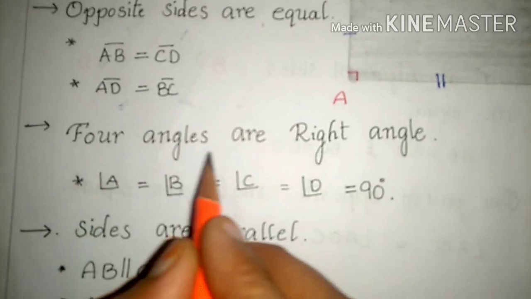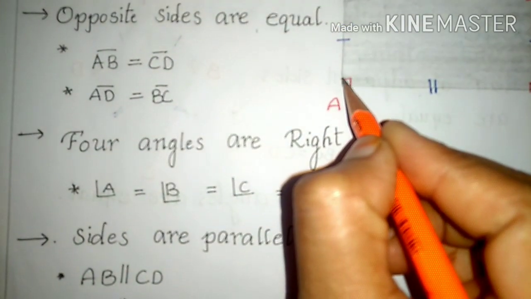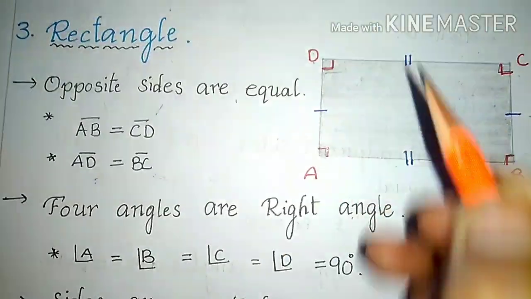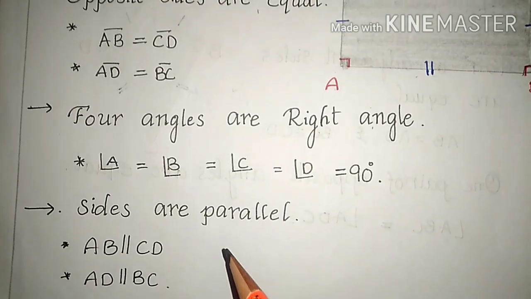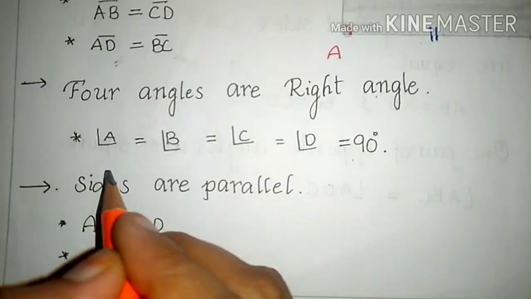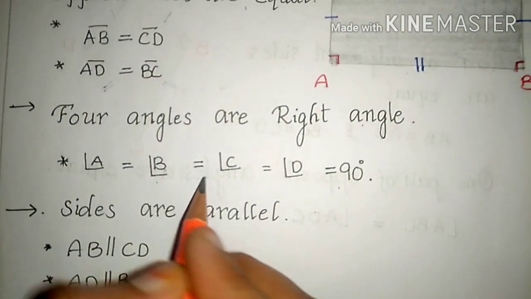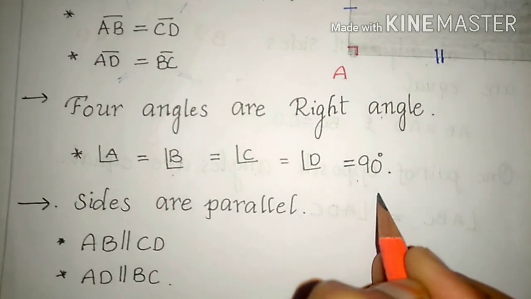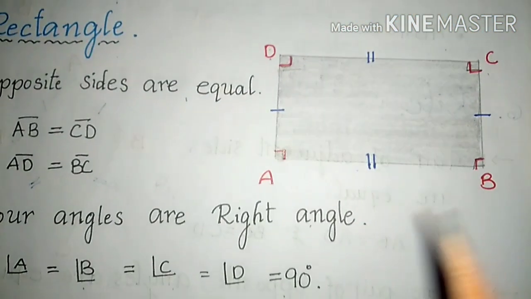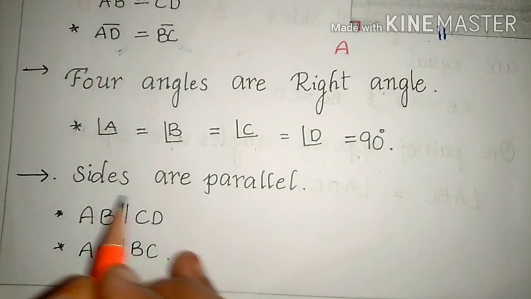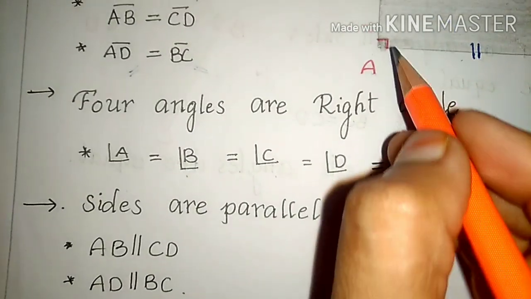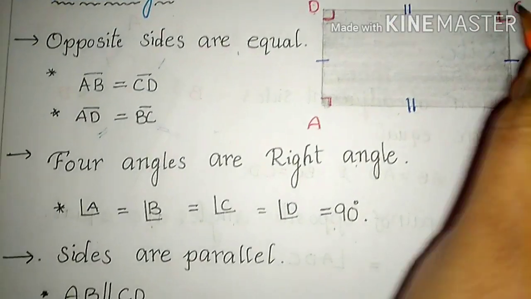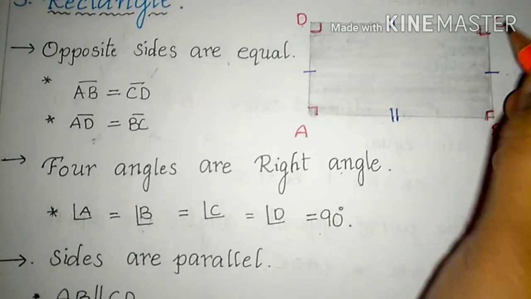Next, 4 angles are right angles. In this figure also, 4 angles are right angles. It means 90 degrees. Angle A equal to angle B equal to angle C equal to angle D equal to 90 degrees. All angles are 90 degrees. Next, sides are parallel. Here 4 sides are there, so they are parallel. AB parallel CD, AD parallel BC.